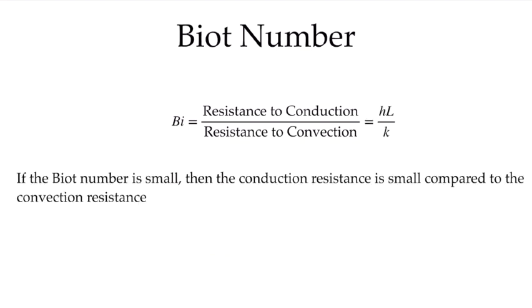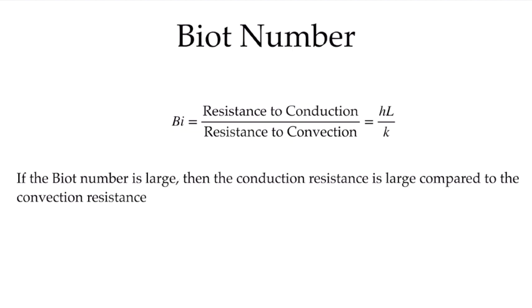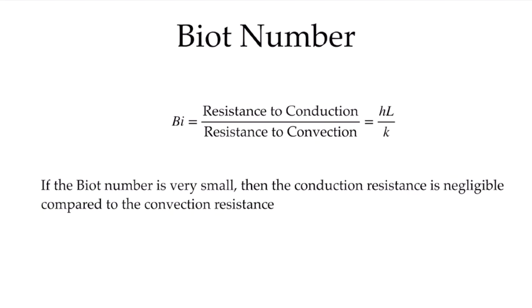If the Biot number is small, then the conduction resistance is small compared to the convection resistance. And conversely, if it's large, then the conduction resistance is large compared to the convection resistance. Perhaps of more interest is if the Biot number is very small, then the conduction resistance is negligible compared to the convection resistance. And that can make our heat transfer calculations significantly more simple.